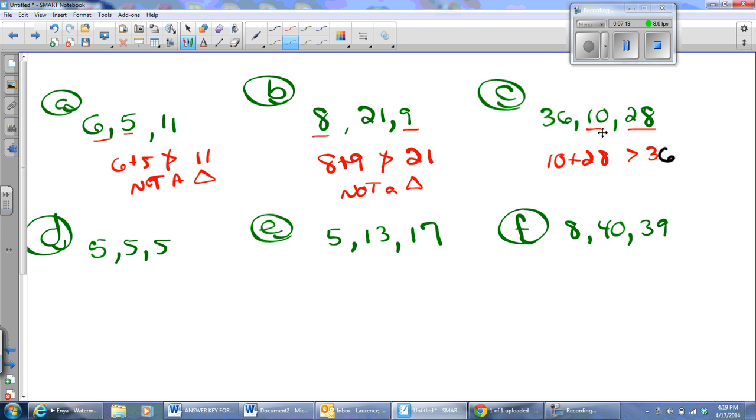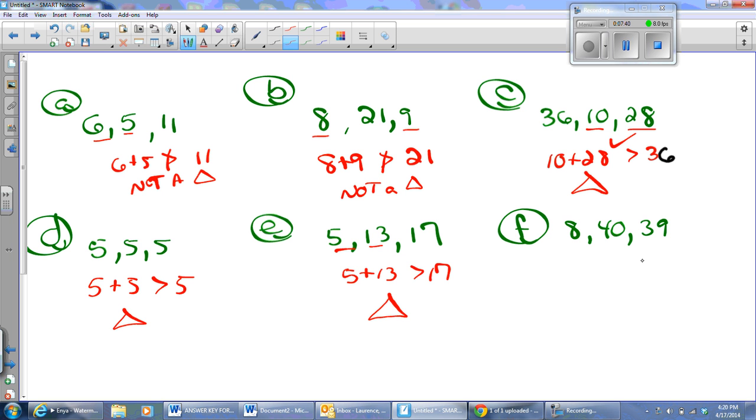Why, yes it is. Ding, ding, ding. We have a triangle. Okay. 5 plus 5. Is that greater than 5? You bet your boots. It is a triangle. 2 small sides. 5 plus 13. That's greater than 17, isn't it?